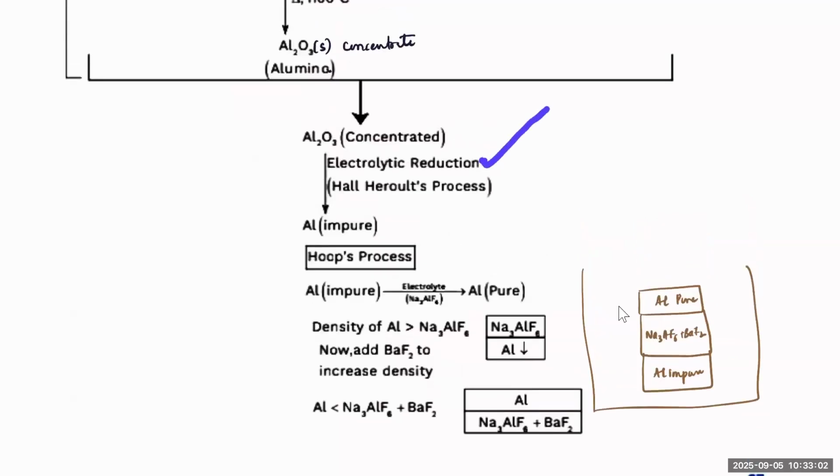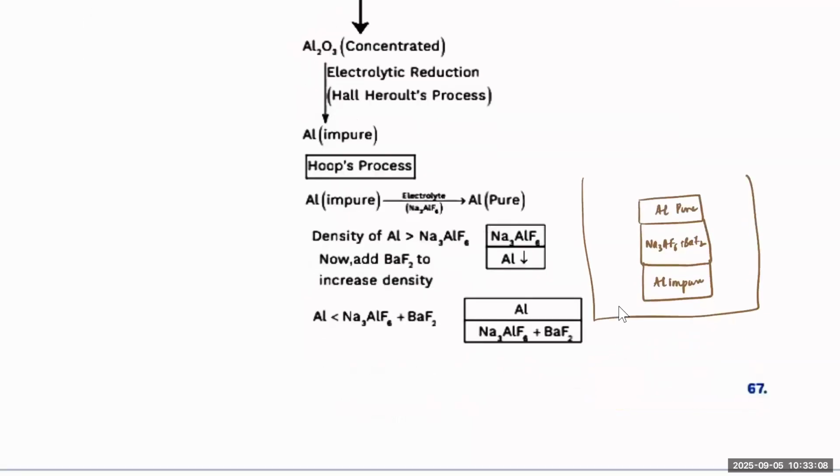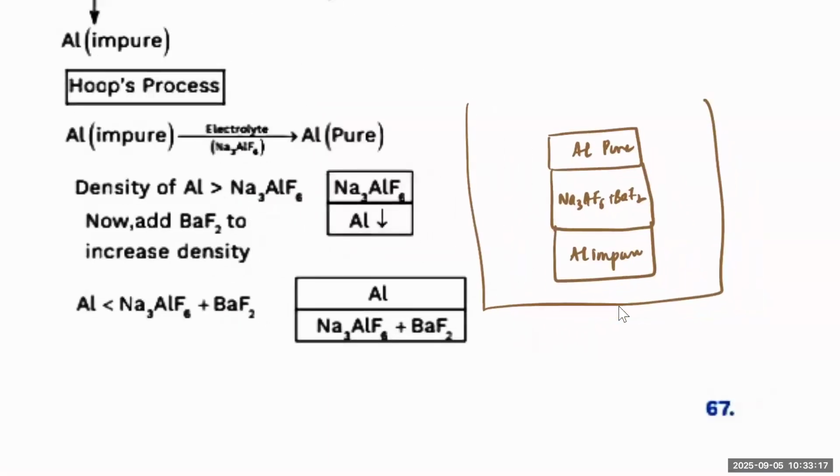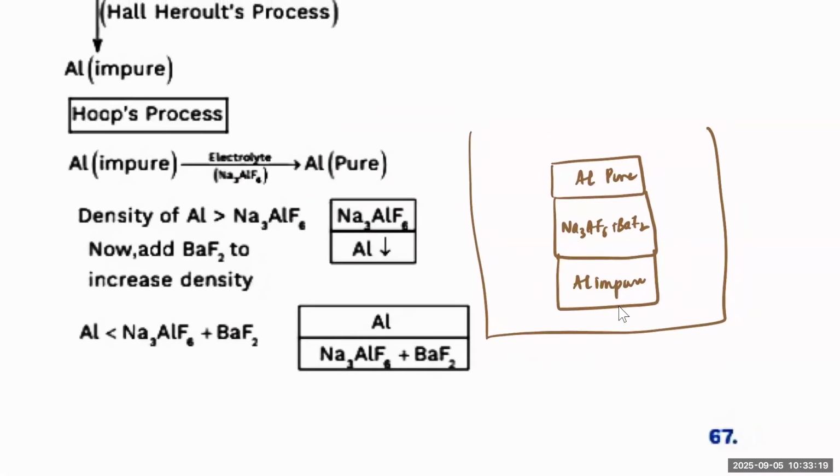Once you get alumina, you can use the electrolysis process, which we call the Hall-Heroult process. And once you get aluminium in an impure form, we use Hoope's process for purification. I didn't explain that earlier, so I'll explain it here. We take impure aluminium and add it with Na3AlF6, which is cryolite.